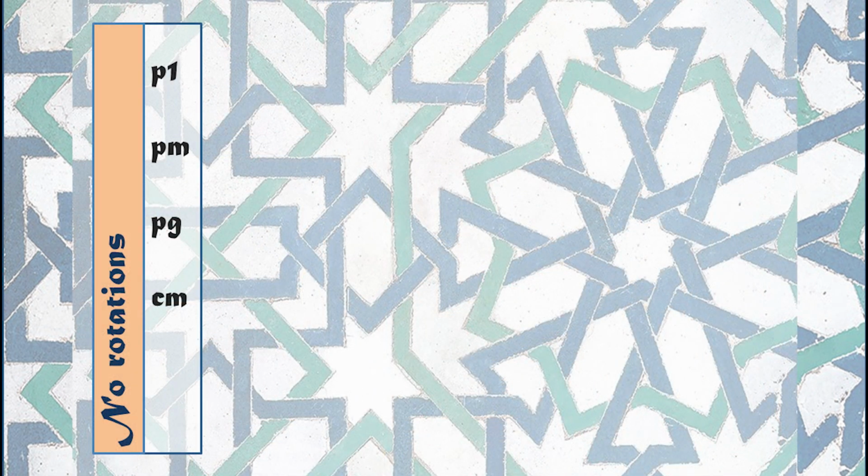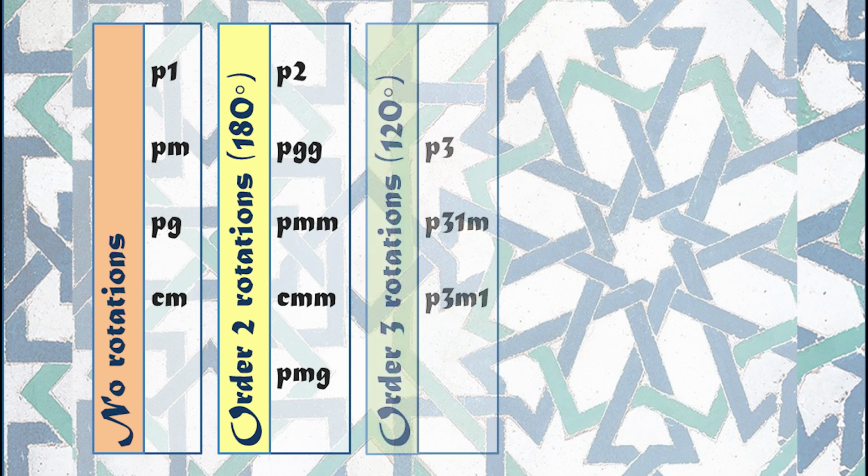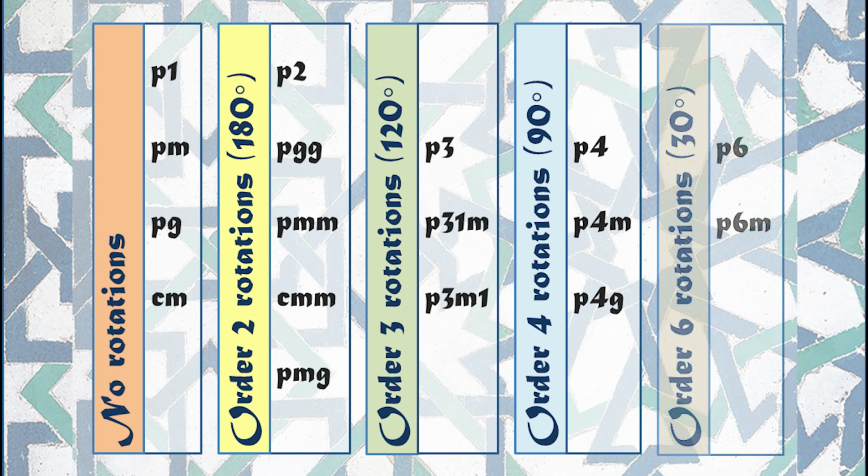No rotations, 4 groups of isometries. Order 2 rotations, 5 groups of isometries. Order 3 rotations, 3 groups of isometries. Order 4 rotations, 3 groups of isometries too. And finally, order 6 rotations, where we have 2 groups of isometries.